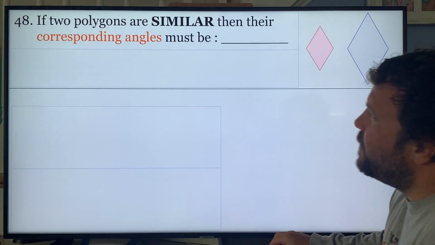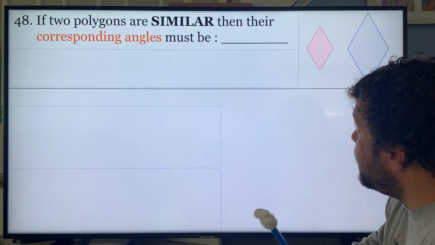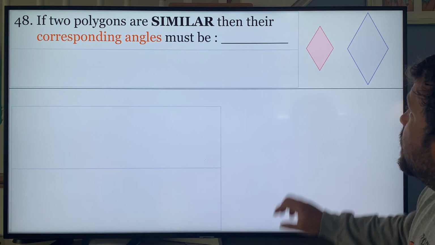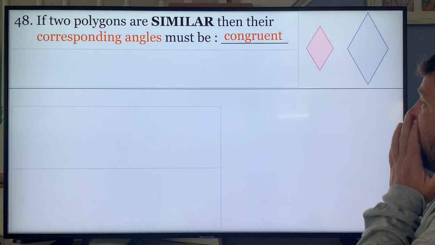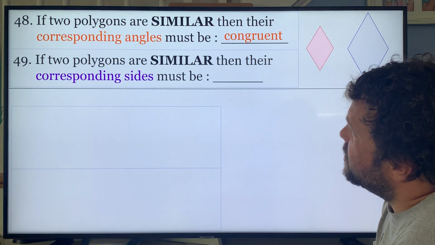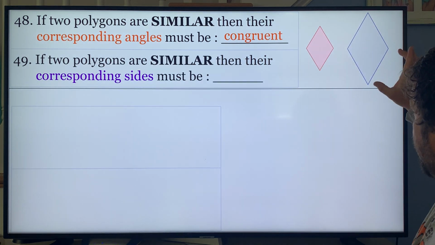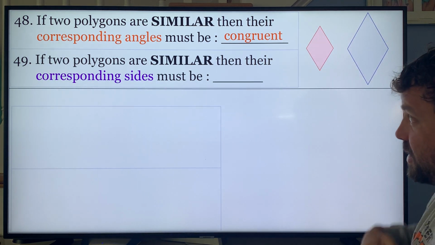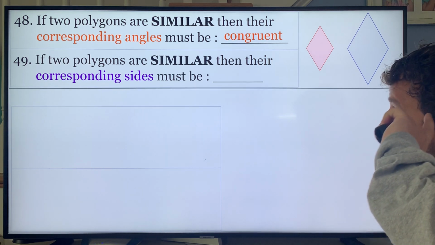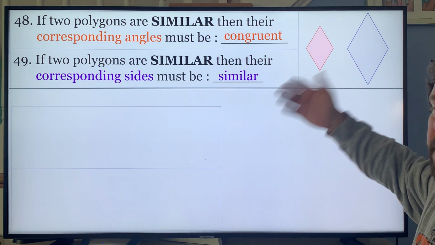So, number 48. If two polygons are similar, then their corresponding angles must be what? These two polygons are similar. What's true about the angles? The angles are congruent. If two polygons are similar, corresponding side lengths must be, oh, they're obviously not congruent because they're not the same size. They could be congruent, but they don't have to be. Similar, meaning they're going to be proportional.